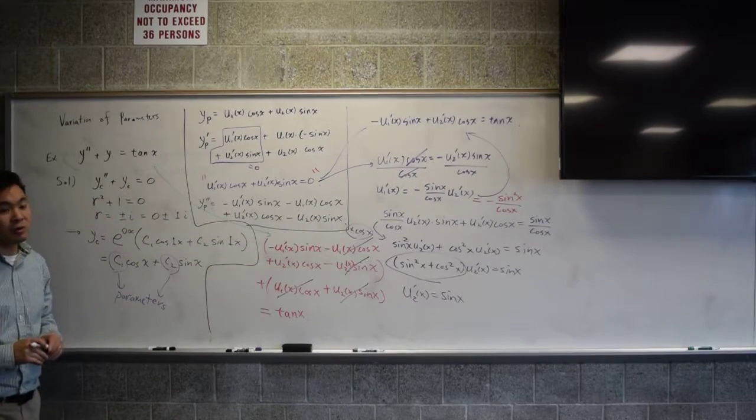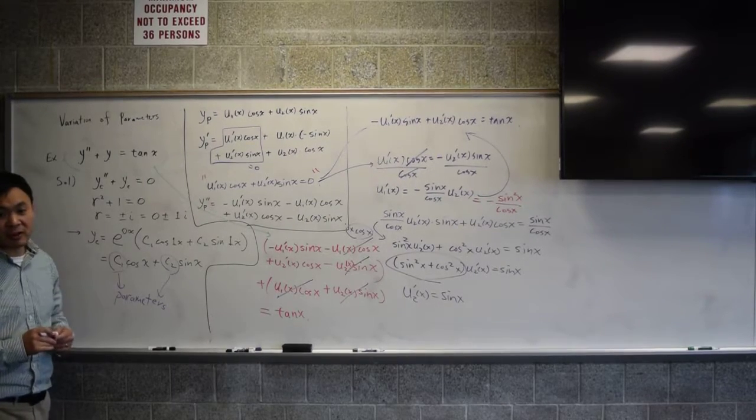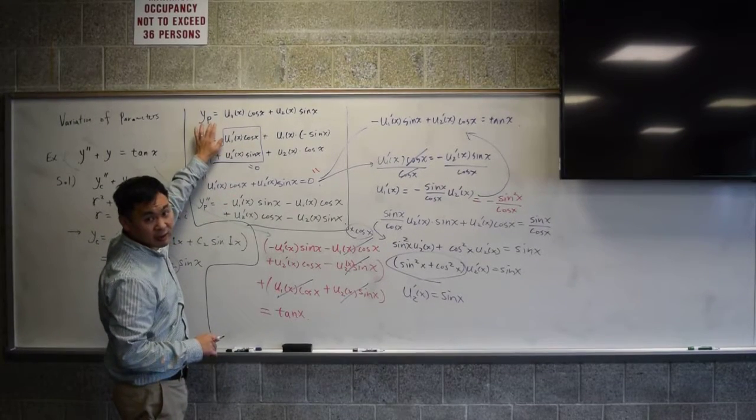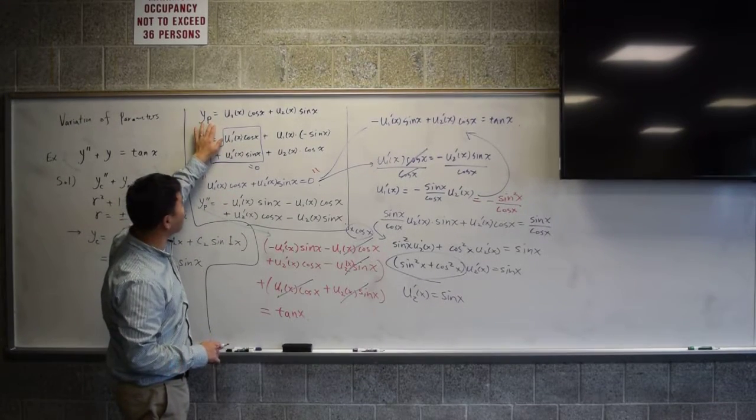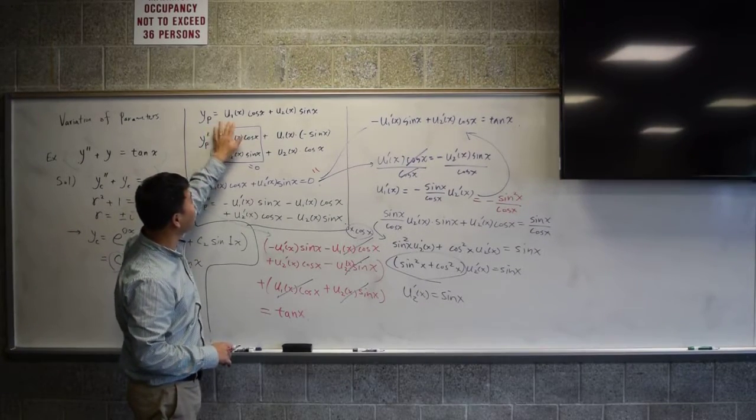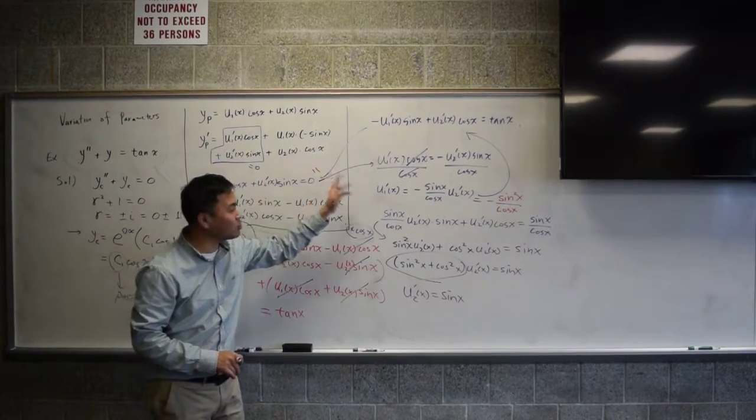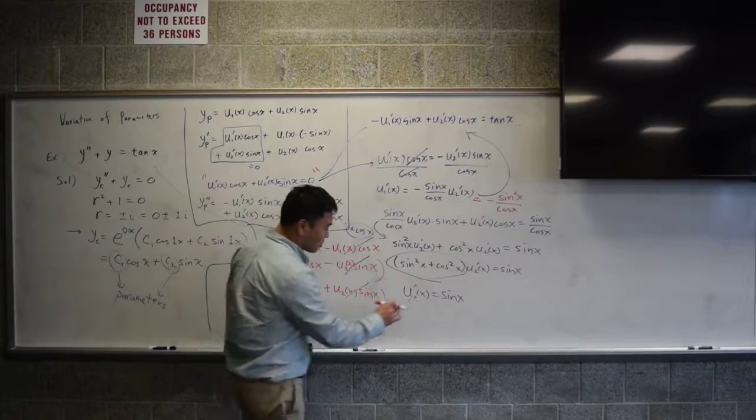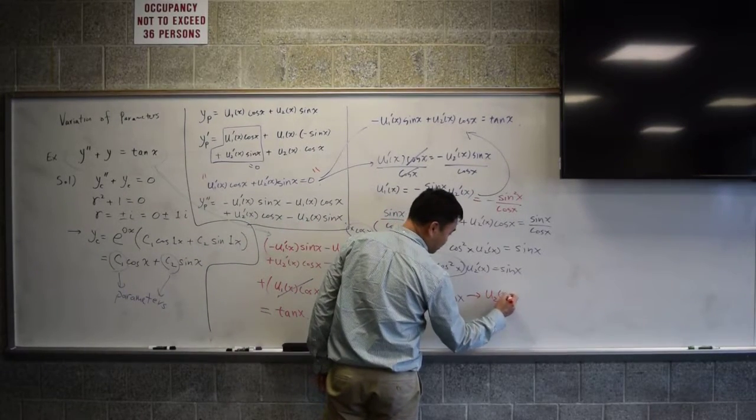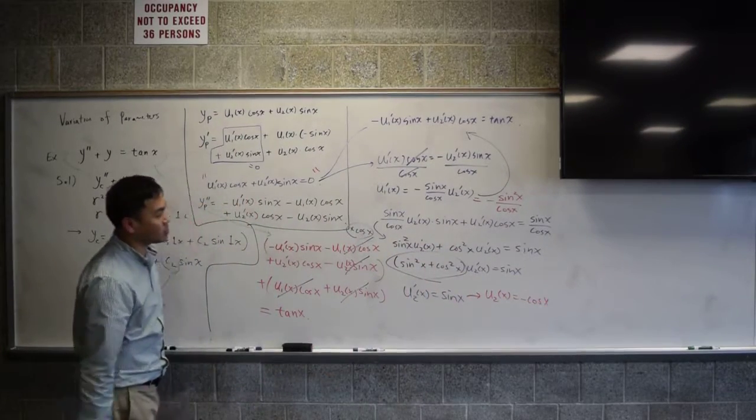All right, so we're almost there. What are we aiming for again? We're looking for yp, right? In order to find yp, what do we need to know? u1 and u2. Do we have u1 and u2? We don't yet, but it's very close. From here, we know what u2 is. What's u2? Negative cosine. Integrating sine gives you negative cosine.